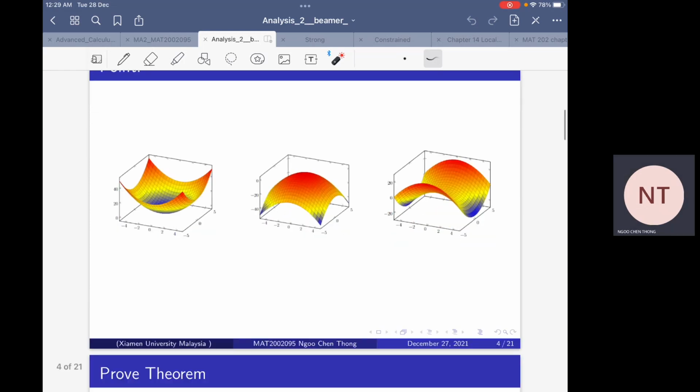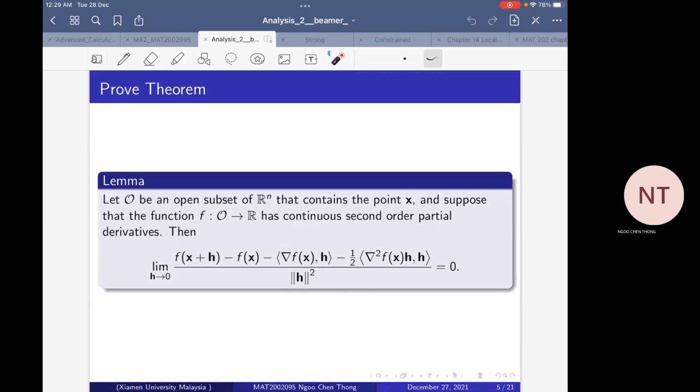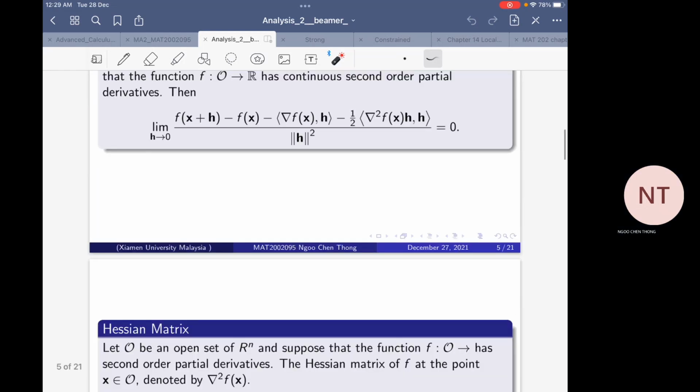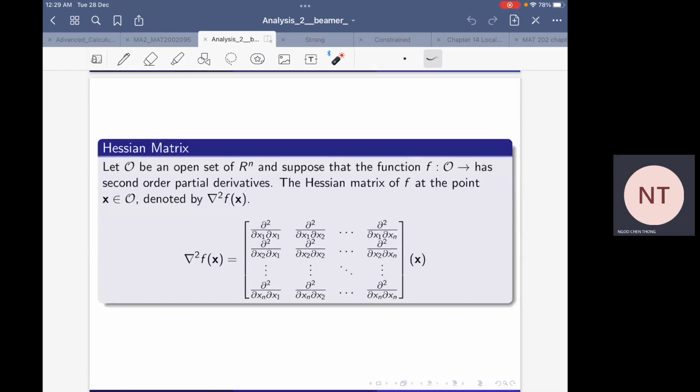Before we prove the theorem, we need some lemmas. Let O be an open subset of R^n containing the point x, and suppose that f has continuous second order partial derivatives. Then we have this limit. Here is the Hessian matrix. You can see that this Hessian matrix is a matrix of second order partial derivatives.